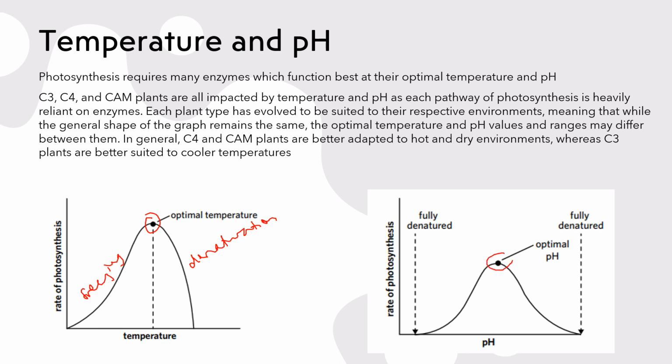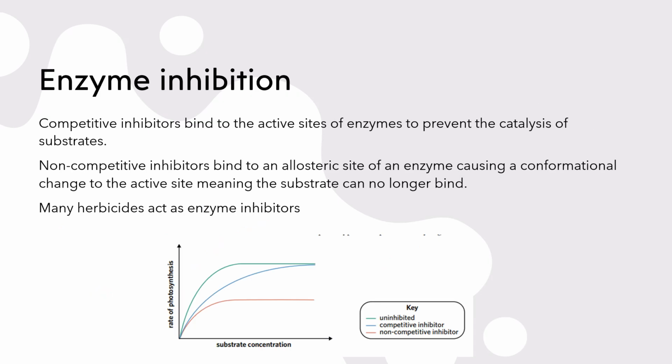Okay, so if these temperatures are not optimal, that may affect the rate of photosynthesis. Same with pH. All enzymes are going to have an optimal pH they work at. If it's more or less than that, the enzymes are going to denature, and that's going to lower the rate of photosynthesis. Enzyme inhibition as well. So we learnt about competitive and non-competitive inhibitors. So these are very much present in photosynthesis for rubisco. So remember, competitive inhibitors bind to the active site of enzymes to prevent the substrates from binding, and then non-competitive inhibitors bind to an allosteric site, which causes a change in shape, which means the substrate can no longer bind.